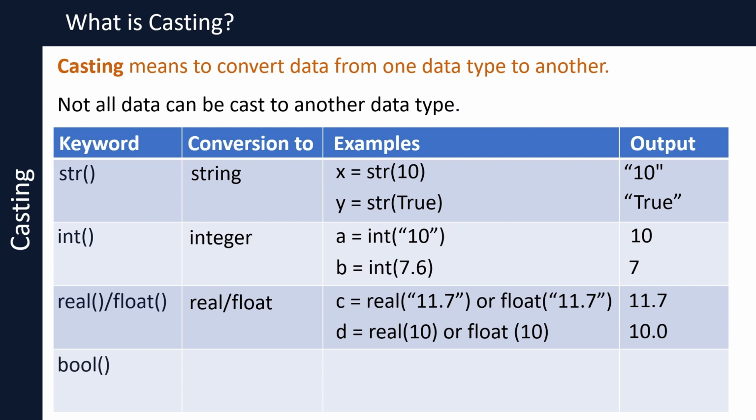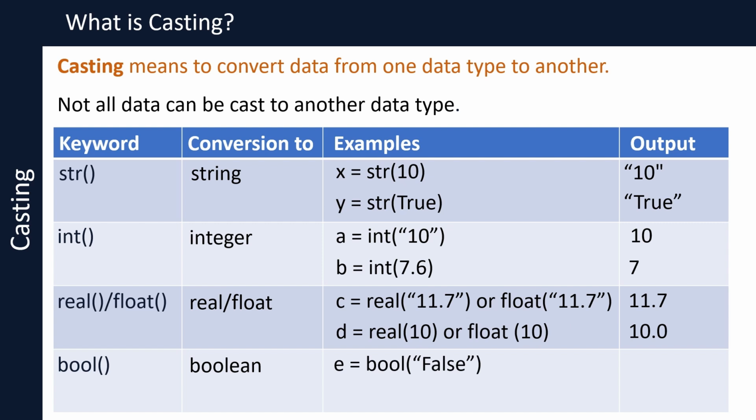The final keyword is bool. It is used as bool(). It is used to convert string data type containing true or false, or yes or no string value, and in some programming languages, integer data types with 1 or 0 value, to Boolean data type.